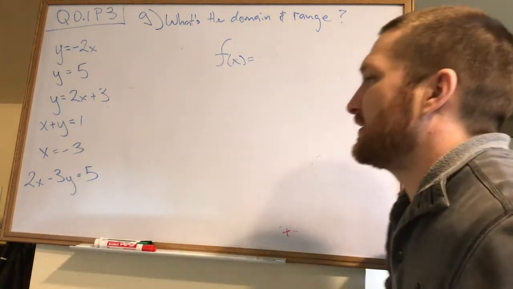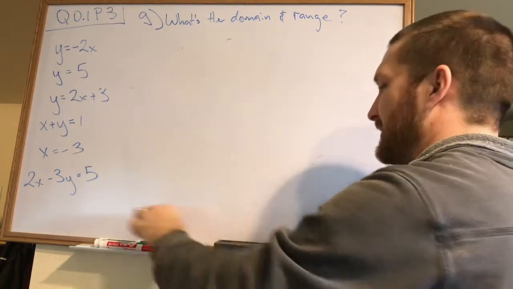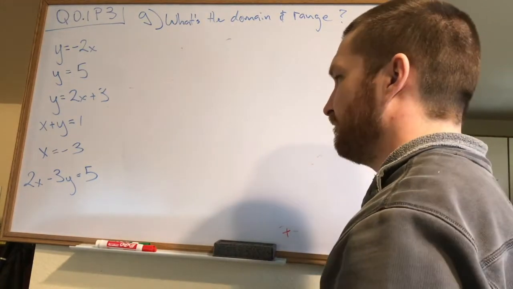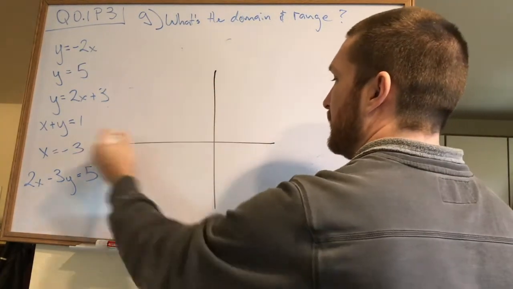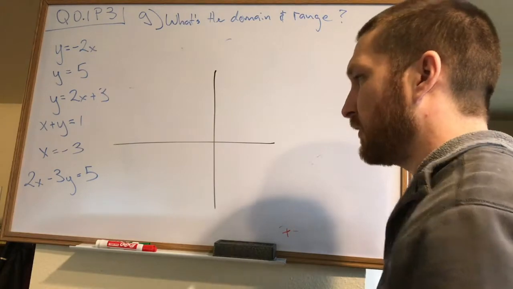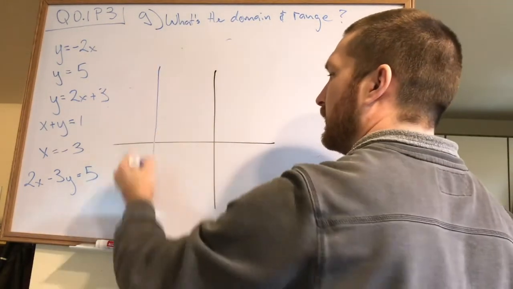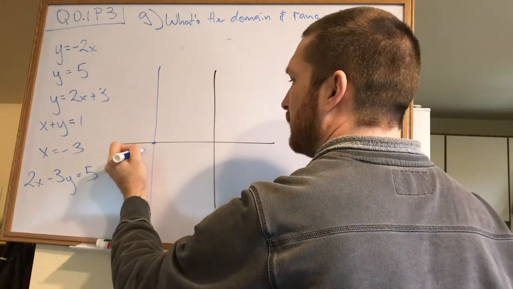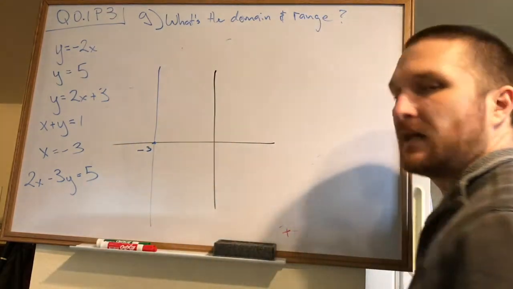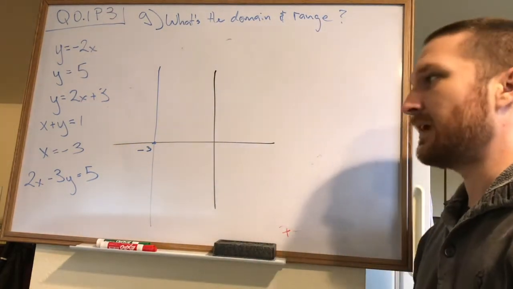Because it's just x. It's just the relationship x equals, sorry, minus 3. And so we end up with the vertical line here at minus 3. Now we've already said it's not a function. It's certainly not a function.